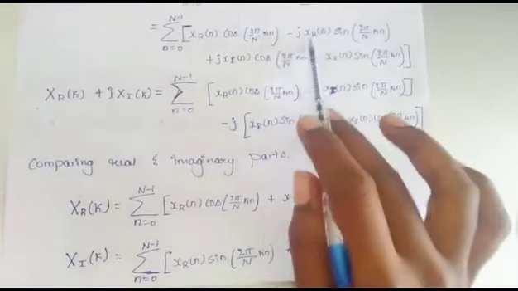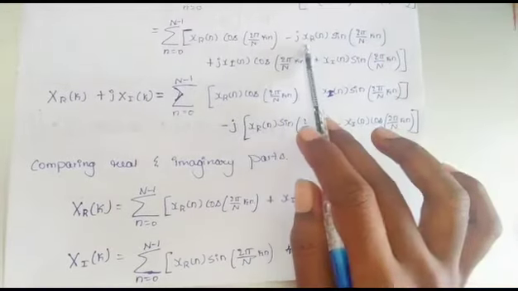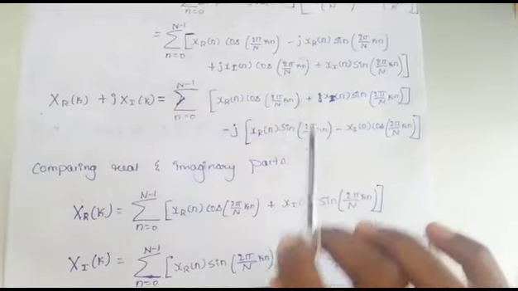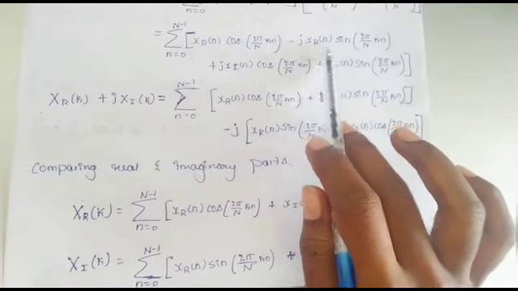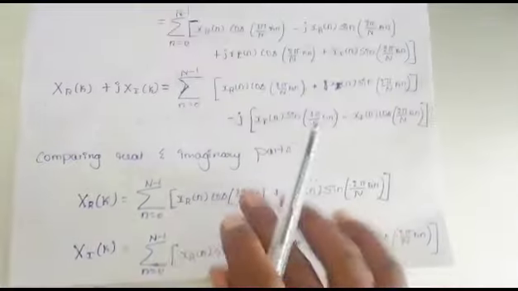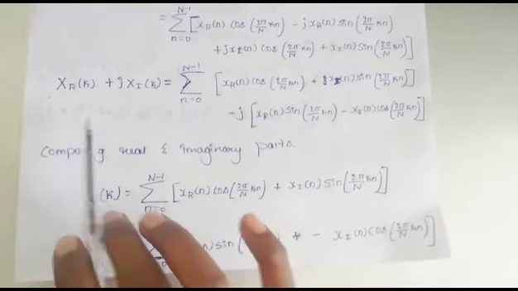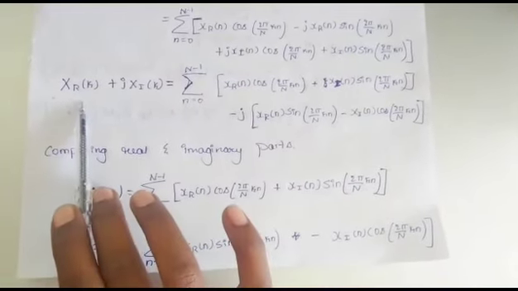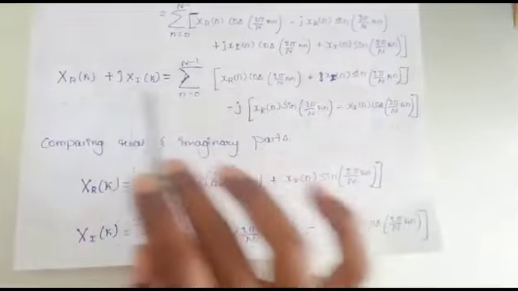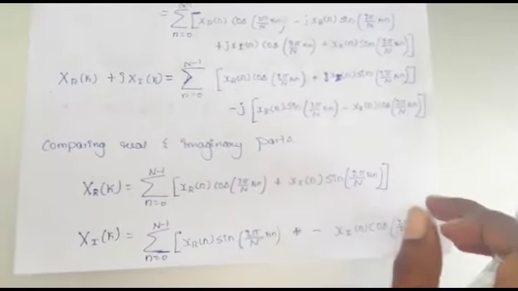Then take j as common: xi of n cos 2 pi by n into kn minus xr of n sin 2 pi by n into kn. Then compare the real and imaginary parts: xr of k is equal to these two terms and xi of k is equal to these two terms.